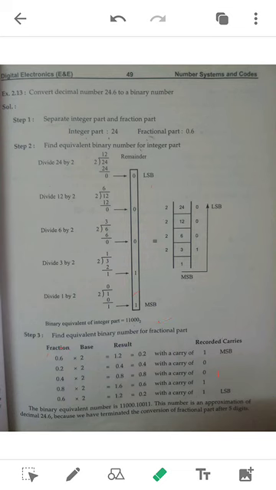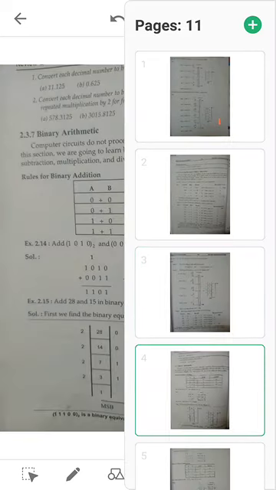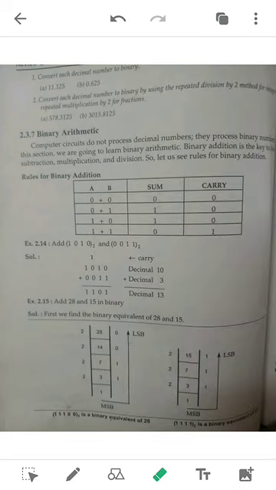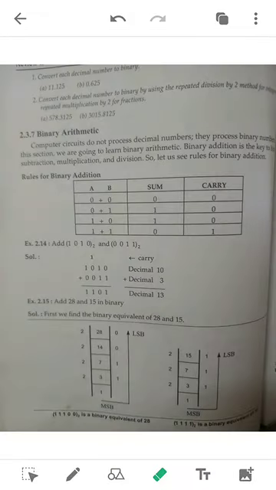So this is one of the examples we have seen. Next, coming to binary arithmetic. In binary arithmetic we are dealing with binary addition and binary subtraction. Computers or any CPU, central processing unit, will not process the numbers in the form of decimal numbers. They will process under a computer or a CPU only the binary numbers.